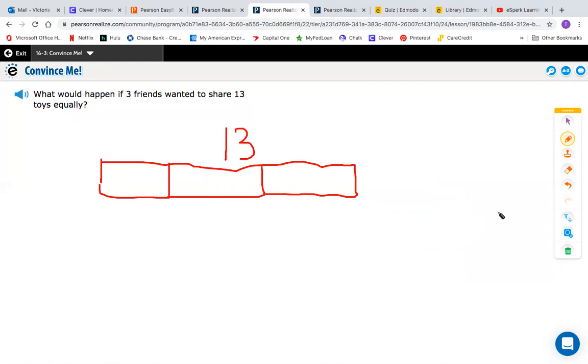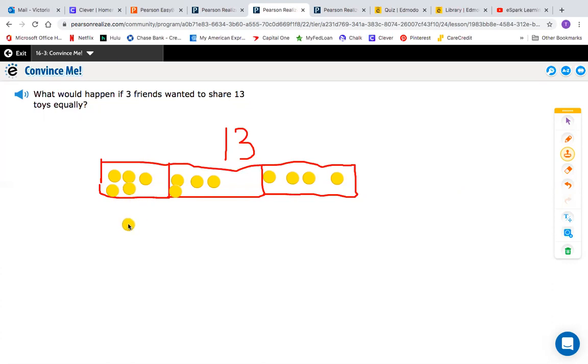Now, I have to see if I can get it to be equal. All I'm doing is passing out 13, and I'm starting with my first friend and going on. Let's see if Ms. Leibowitz can do it without making a mistake. 1, 2, 3, go back to the beginning. 4, 5, 6, go back to the beginning. 7, 8, 9, go back to the beginning. 10, 11, 12, go back to the beginning, and 13.